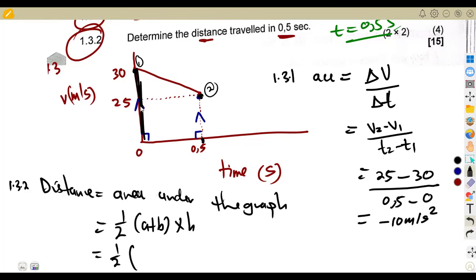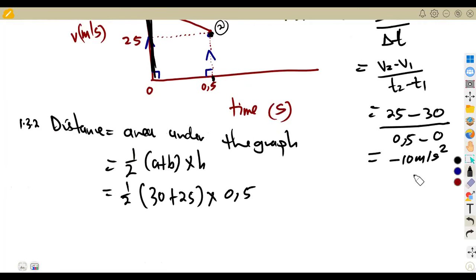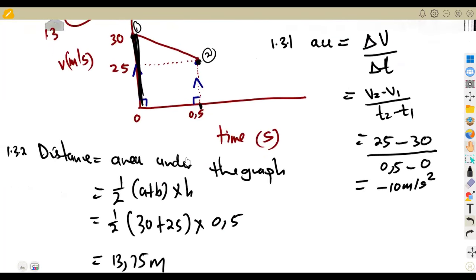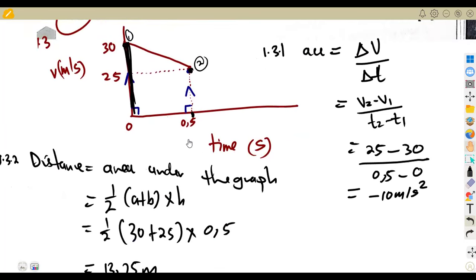The parallel sides: this side is 30. So that's 30 plus this side, which is 25, times the perpendicular height from here to here, which is 0.5. So that's going to be our distance. Distance is area. So if you calculate this, you're going to get 13.75 meters, just like that. Okay. Or we could have used the formulas. All right. We could have used the formulas.